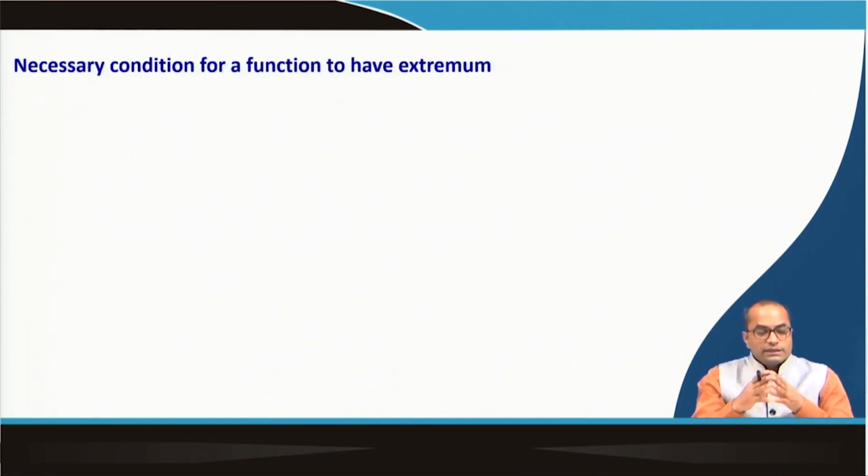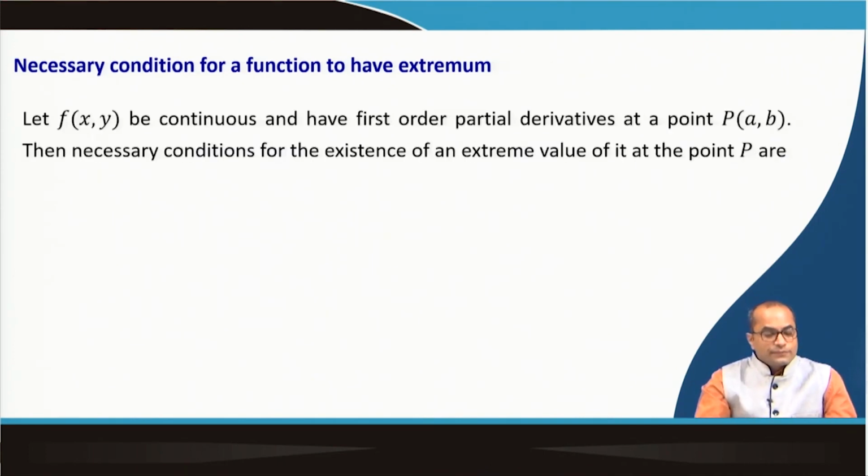So, coming to the necessary condition for a function to have extremum. This is an important result. Let f x y be continuous and have partial derivatives at a point p a comma b, then the necessary conditions for the existence of an extreme value, which we have already introduced as a combined term we use for maximum and minimum, at this point p are. So, what are the necessary conditions?